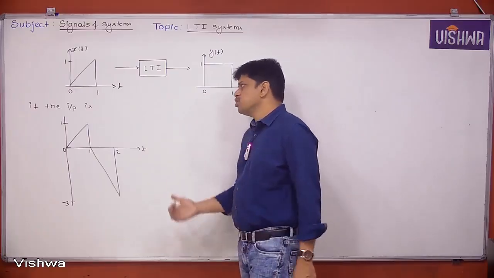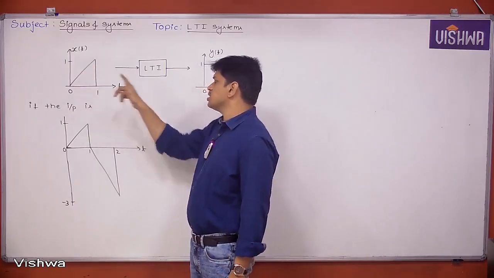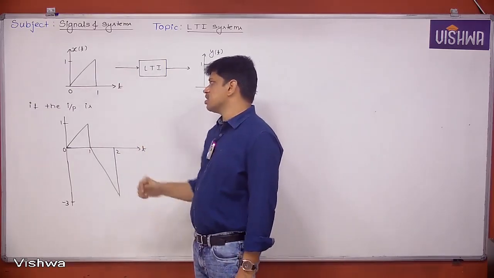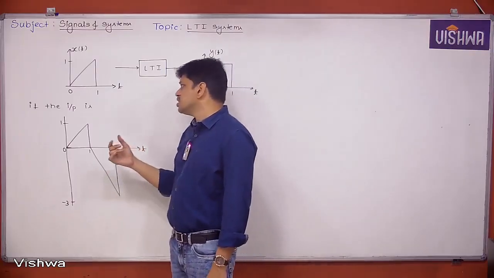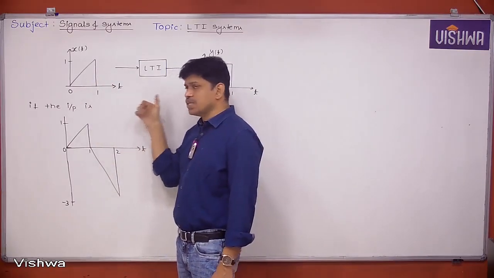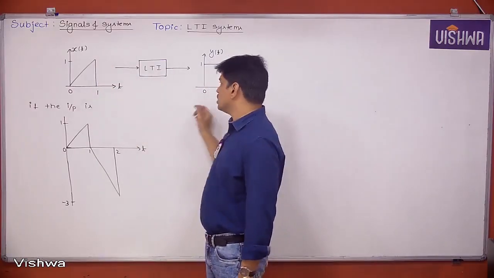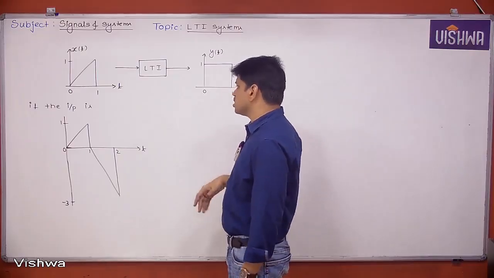So many people will make a mistake here, like they will assume that this is nothing but differentiation. That means if you differentiate x of t, you are going to get y of t. That's not correct. Why? Because if you differentiate this curve, you have to get the impulse at 1. But are you getting the impulse function at 1? Because there is a sudden jump from 1 to 0, there must be an impulse function, which is not there. So definitely that is not the relation between them.